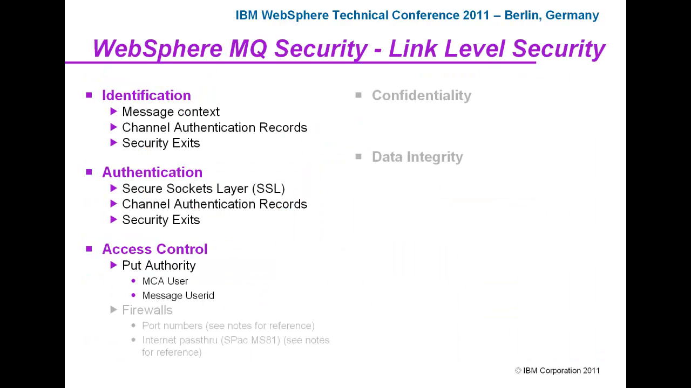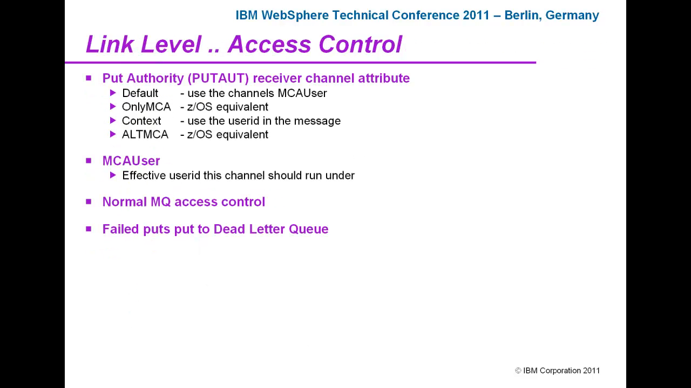Okay. So access control also, of course, applies to channels. Access control controls putting to queues. Channels put messages to queues for you. They put messages to the target queue. The MCA user that you have set either through a security exit on the channel definition or now with a channel authentication rule could be used for that access control.